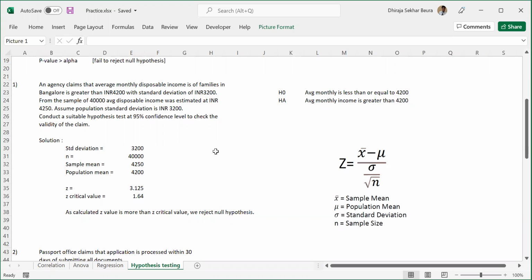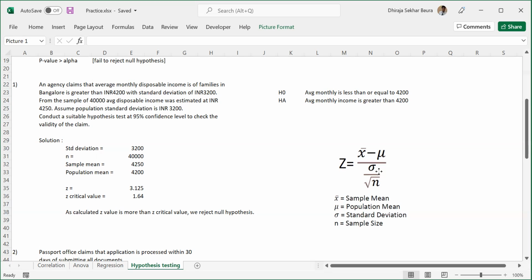Conduct a suitable hypothesis testing at 95% confidence level. As I was saying, in 90% of the cases, the confidence level will be 95%. So your alpha will be 0.05 only. So your Z critical value is how much? Can somebody repeat? Sorry, Z critical, 1.64 only. 1.64 is your Z critical value. Now let's apply the formula.